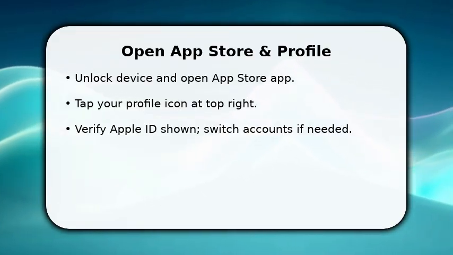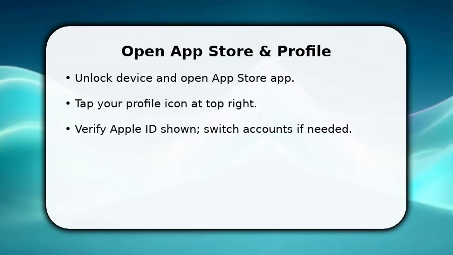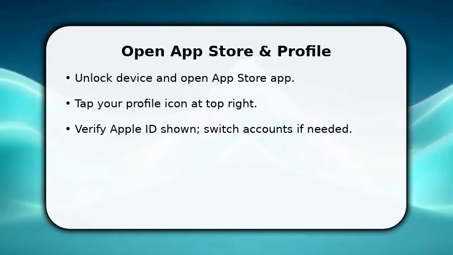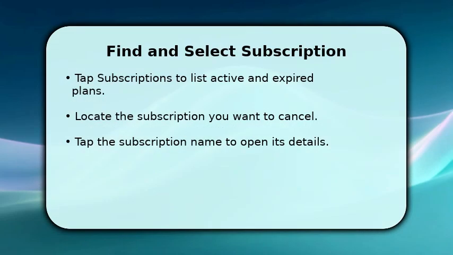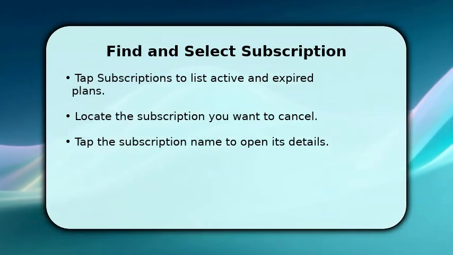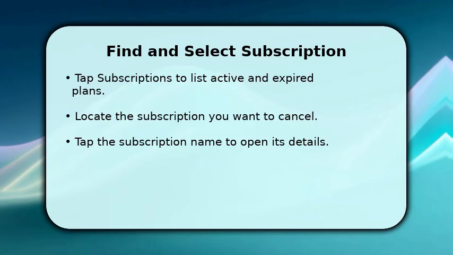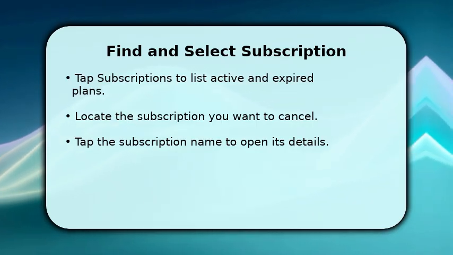Now move to the next menu item labeled Subscriptions to view active plans. Now tap Subscriptions to reveal both active and expired plans. This is where billing cycles and renewal dates live. You should scan the list and locate the exact subscription by name, developer, or price.